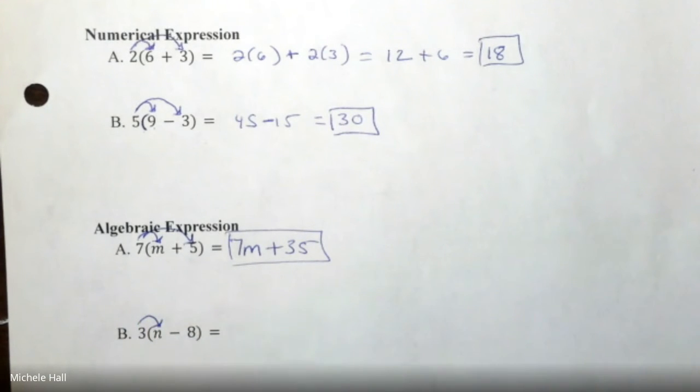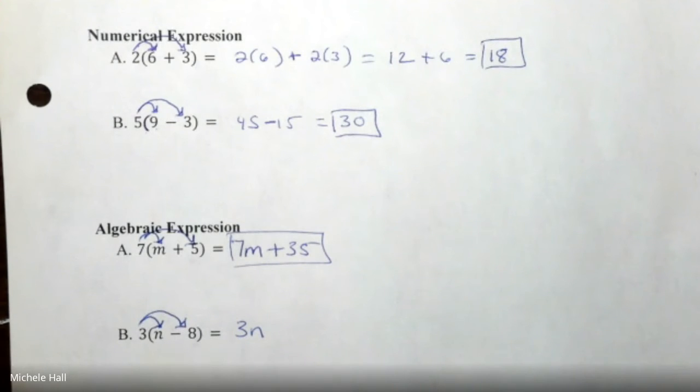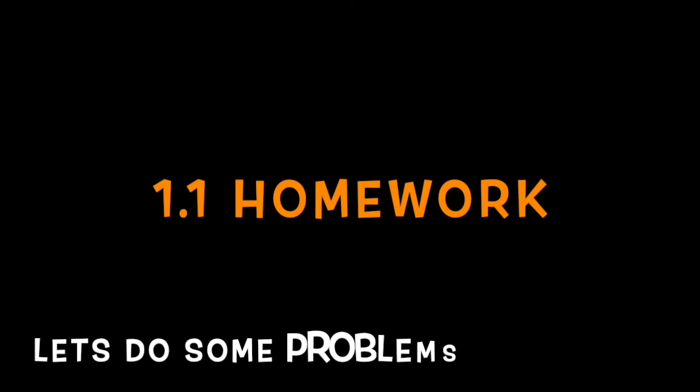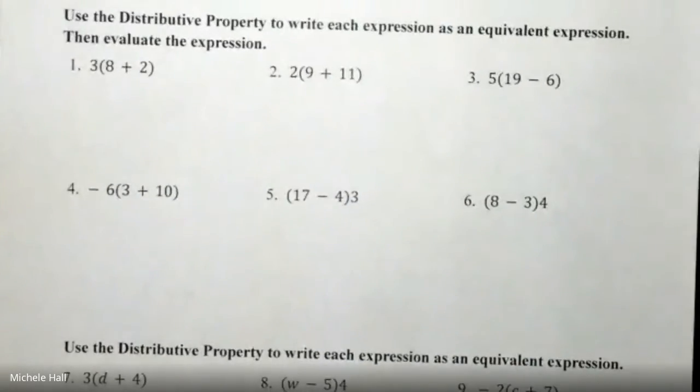3 times n is 3n. 3 times negative 8. What's 3 times negative 8? Negative 24. Can I do 3n minus 24? Final answer. Let's do a couple of these together, and then you're going to finish your homework.